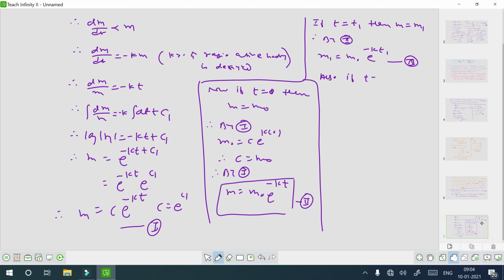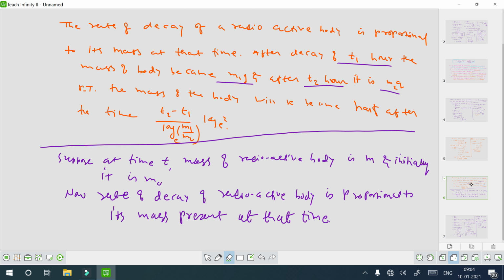Also if t equal to t2, then m is equal to m2, and therefore by 2, m2 is equal to m0 e raised to minus kt2. Equation number 4. Also here is a hint. What we want? We want time in terms of log m1 by m2.